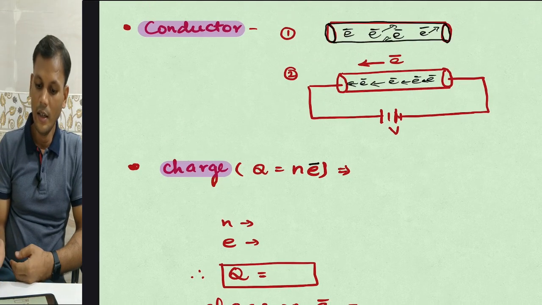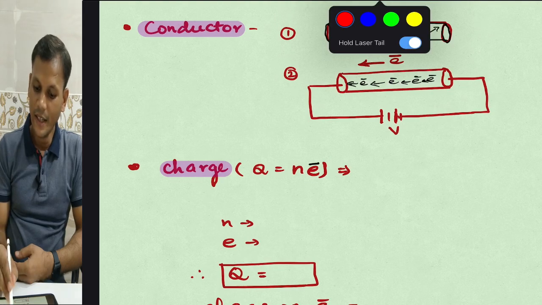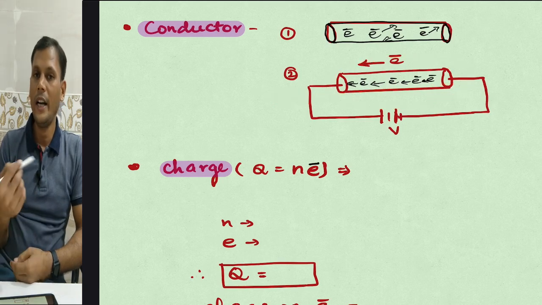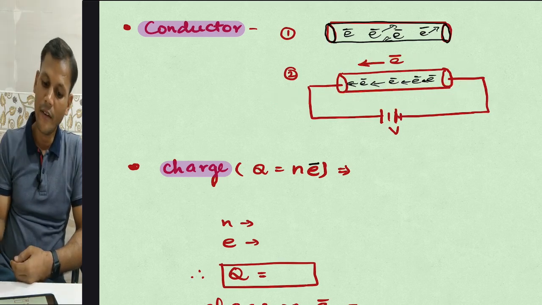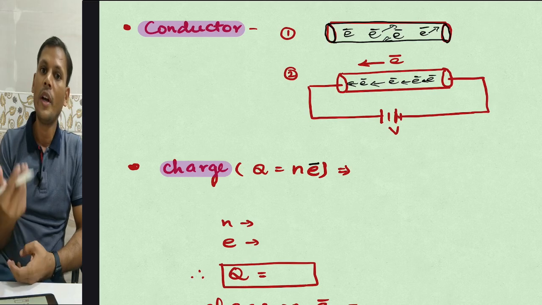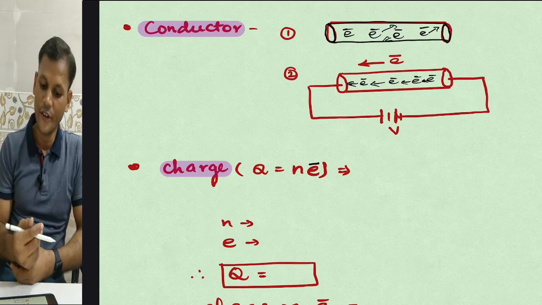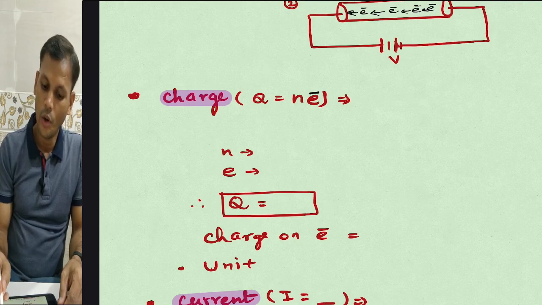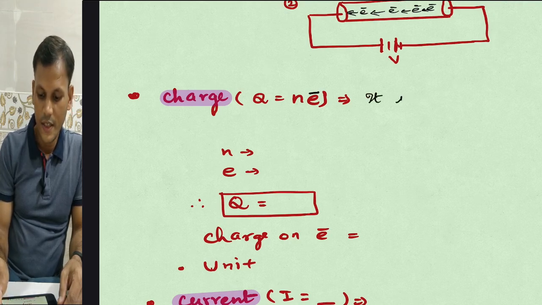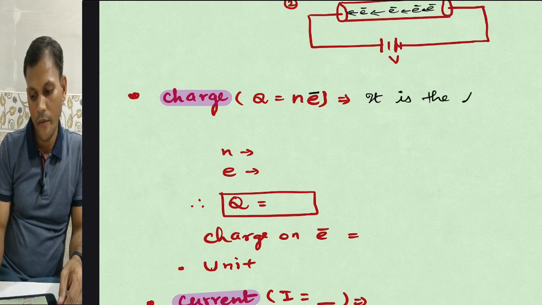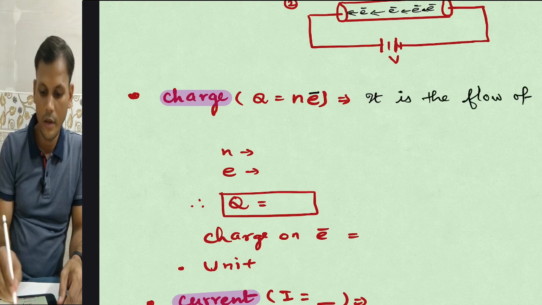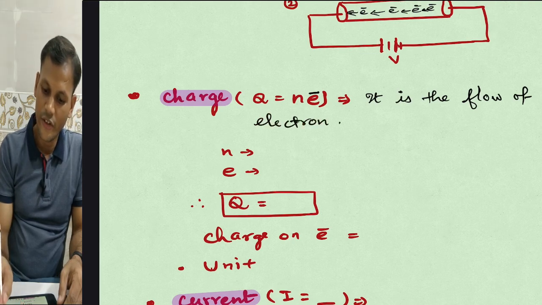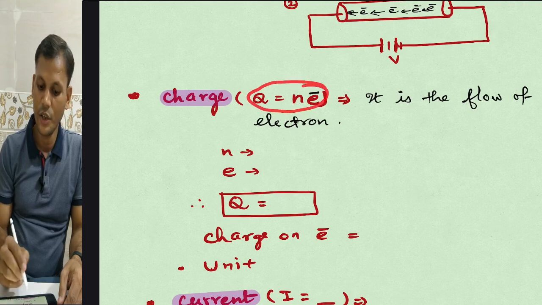Now, as we say, electrons are going to flow. Electrons are flowing in a specific direction, and we know the flow of electrons is nothing but charge. So what is charge? Simply, charge is the flow of electron, and charge is given by Ne. Q is equal to Ne.